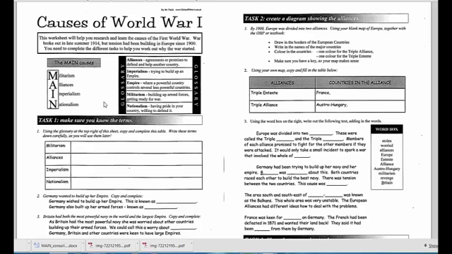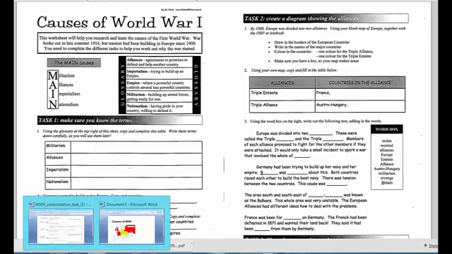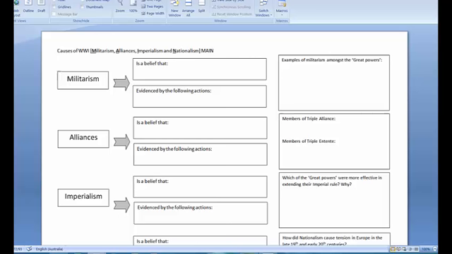So if we go back to this handout that we started on Tuesday, you'll see that it's really easy to think about these concepts in terms of the beliefs underlying these concepts, and the actions that follow on from these concepts. So in class on Tuesday, we worked on militarism in terms of the beliefs, alliances, again the beliefs that underlie those, and imperialism.